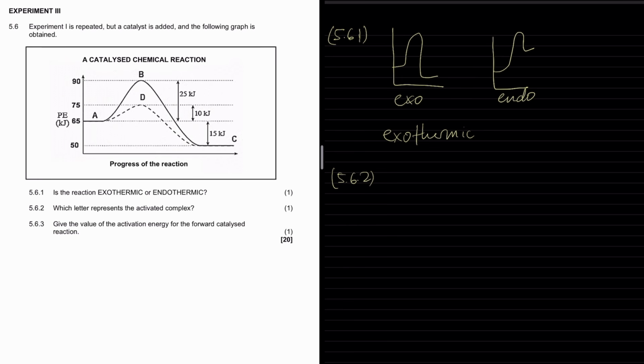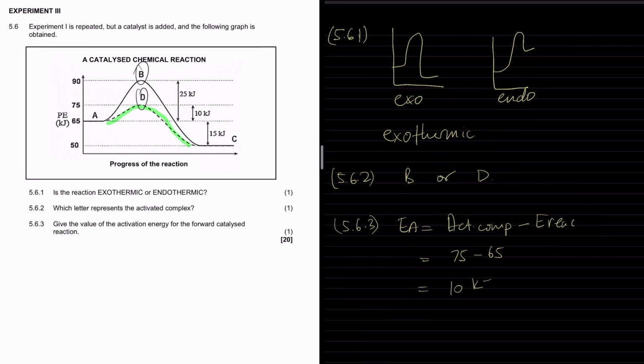5.6.2, which letter represents the activated complex? Here you could go B or D, since the question wasn't specific. The activated complex is this region here. Then 5.6.3, give the value of the activation energy for the forward catalyzed reaction. So the catalyzed reaction is this dotted line, and activation energy is equal to the energy of the activated complex minus the energy of the reactants. So that's going to be 75 minus 65, which is 10 kilojoules.